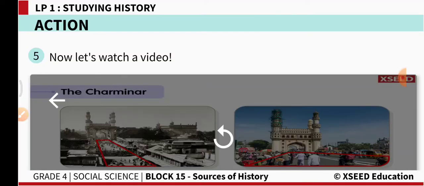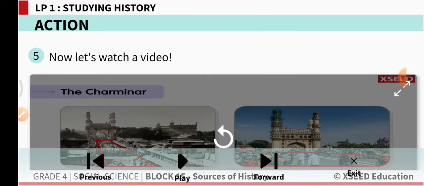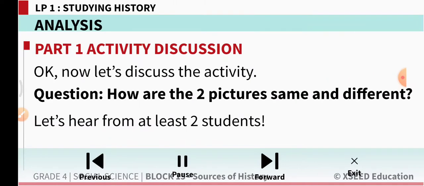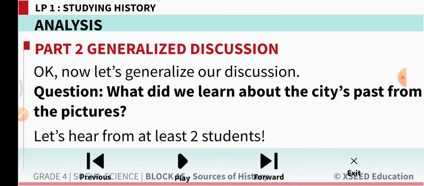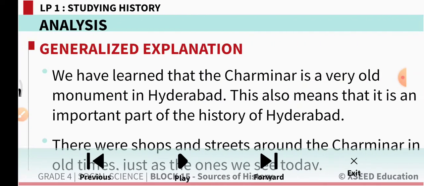So now, how are the two pictures same and different? Both the pictures show the Charminar, shops, trees, and people. The old picture is black and white while the new picture is colored. What did we learn about the city's past from the pictures?